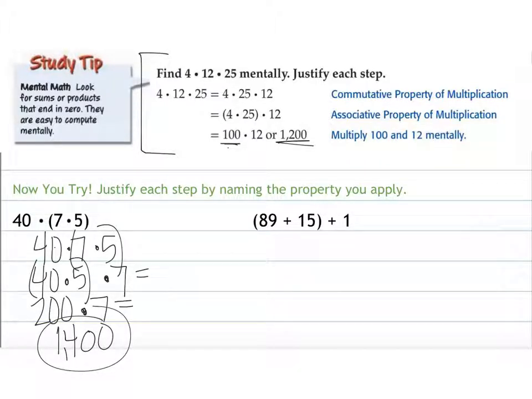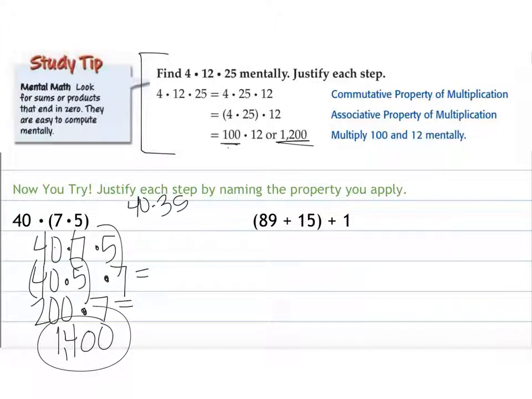That is way easier for me to do in my head than trying to do 40 times 35, which I really wouldn't be able to do in my head. I would have to stop, write it down, do the process. I would still get 1400, but this one's a little bit easier.